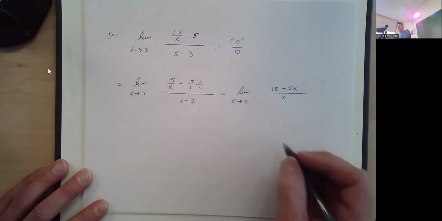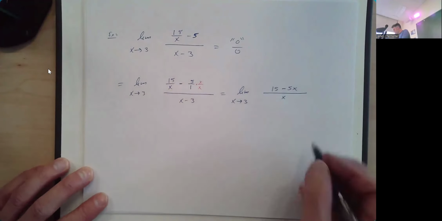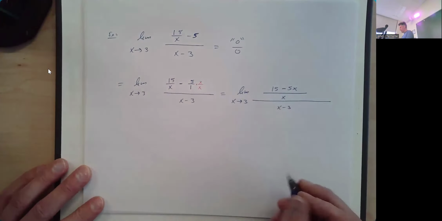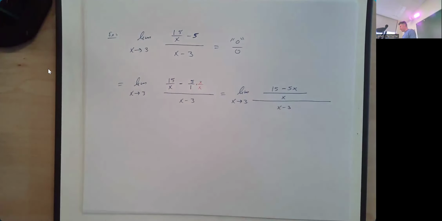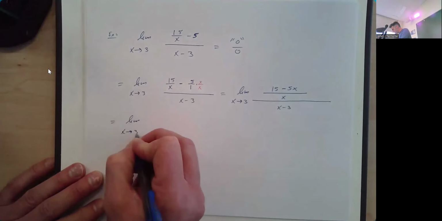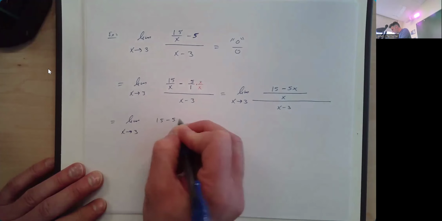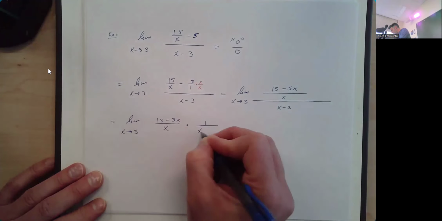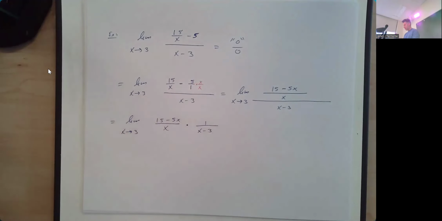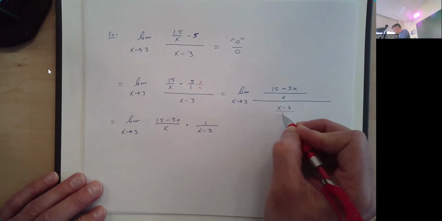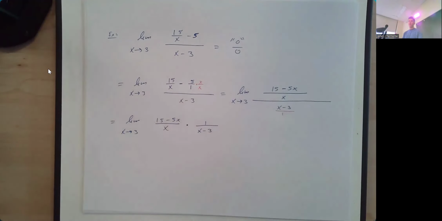And then I would rewrite the numerator as 15 minus 5x all over x. And then instead of writing it as divided by x minus 3, I would say, well, dividing by x minus 3 is the same as multiplying by 1 over x minus 3. Right? Because that's really x minus 3 over 1. When you divide by a fraction, you end up multiplying by its reciprocal.